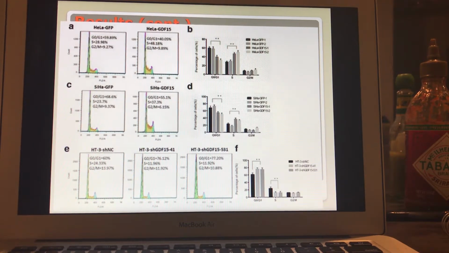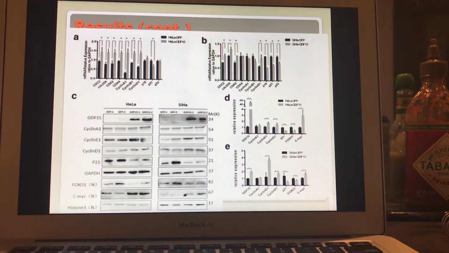In figures E and F, the percentage of G0/G1 cells significantly increased, and the percentage of S phase cells significantly decreased in HT3 sh-GDF15 cells compared with HT3 sh-NC cells. This suggested that GDF15 silencing delayed the cell cycle transition from G0/G1 to S phase. Together, these results showed that GDF15 accelerated the cell cycle in cervical cancer cells at the transition from G1/G0 to S phase, and suggested that GDF15 promoted cervical cell proliferation through alterations in the cell cycle phases.